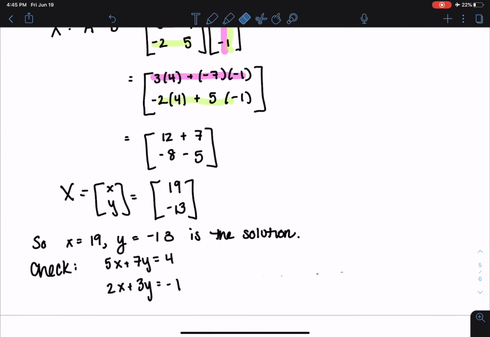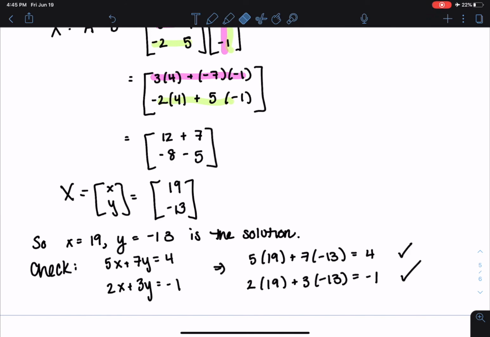And if you did want to check, here's our original equation. If you plug in x is 19, y is -3, it does indeed work. And then same thing if you plug it into the second equation.